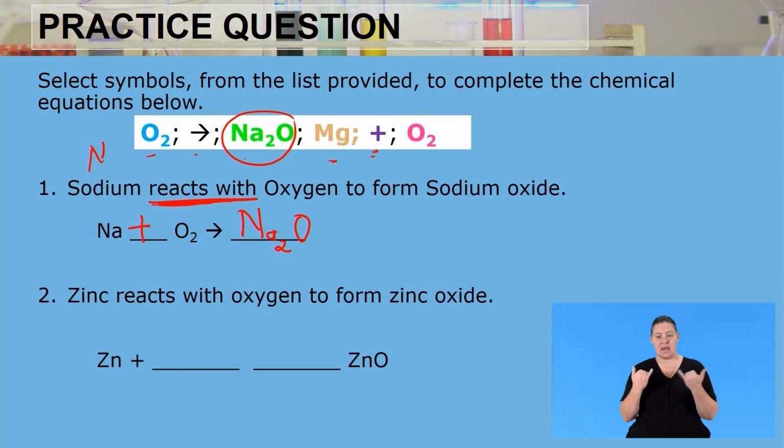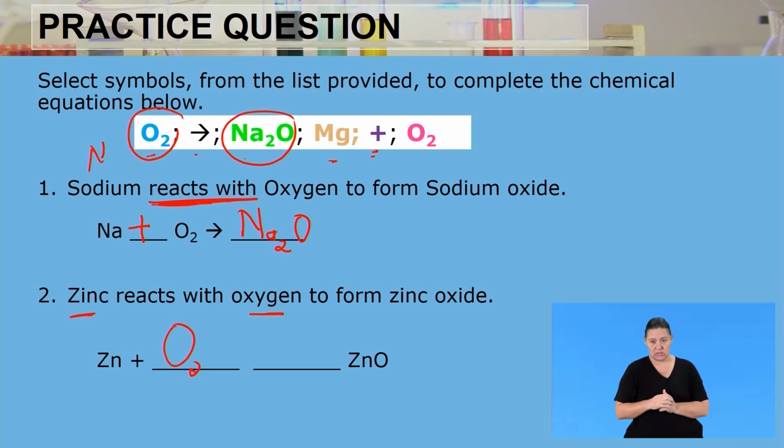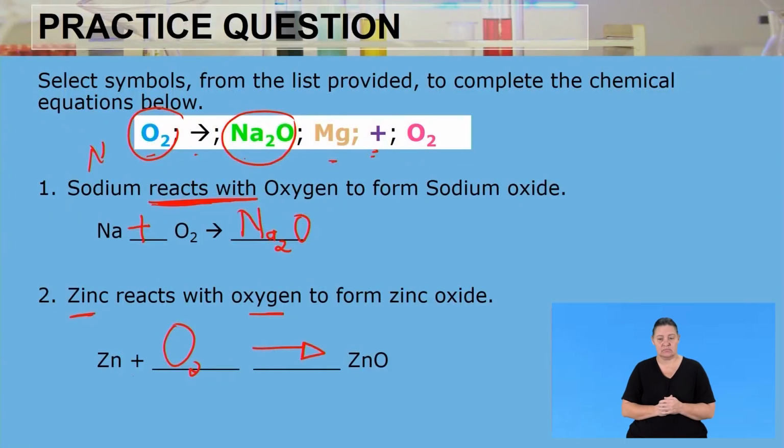And then our second question says, zinc reacts with oxygen to form zinc oxide. So our reactants are zinc and oxygen. They are added together, hence the plus sign. Our oxygen from the list is O2. They are going to react together to form something. When they are reacting together, we need to show that they are reacting by means of an arrow. So they are reacting together to form zinc oxide. So our chemical equation is going to be zinc plus O2 reacting to form zinc oxide.